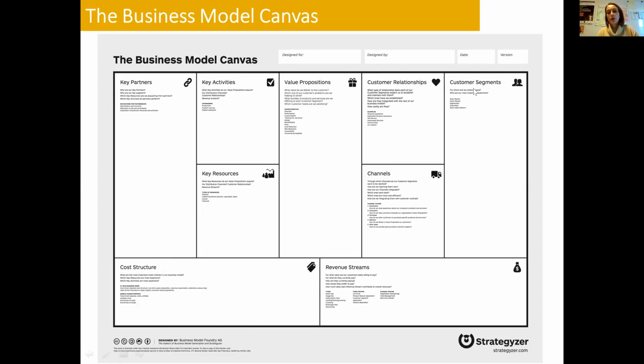Which customer segments are we trying to reach with our value propositions, and through which channels? How do we establish and sustain our customer relationships? How do we generate revenue over our business model? Which key resources do we need, and which key activities do we conduct? Which external people are helping us to make this business model work, and which cost structure?